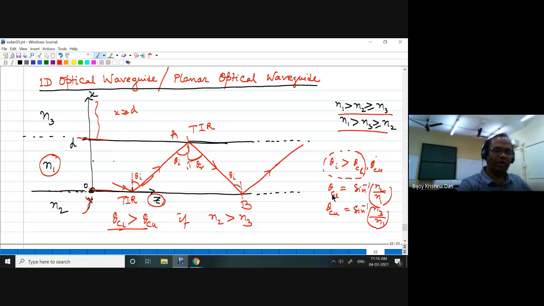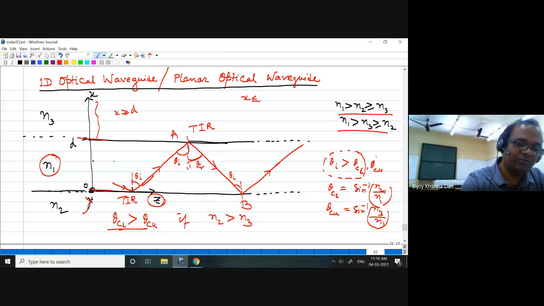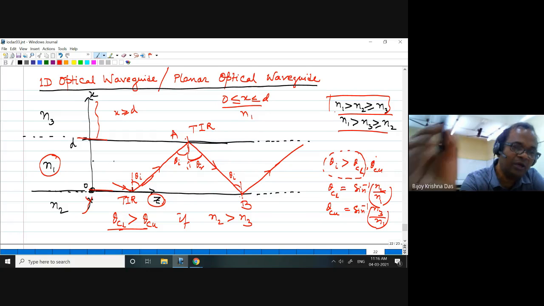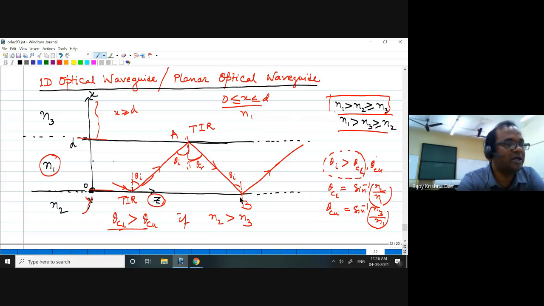In between, for x less than or equal to d and greater than or equal to 0, that is the so-called medium where n1, refractive index, is greater than the rest. So that is considered as a core. This condition alone gives you that there is a chance that an electromagnetic wave, if it is somehow launched in such a situation, can undergo total internal reflection, like at point A and point B, that means it can be trapped along x direction.